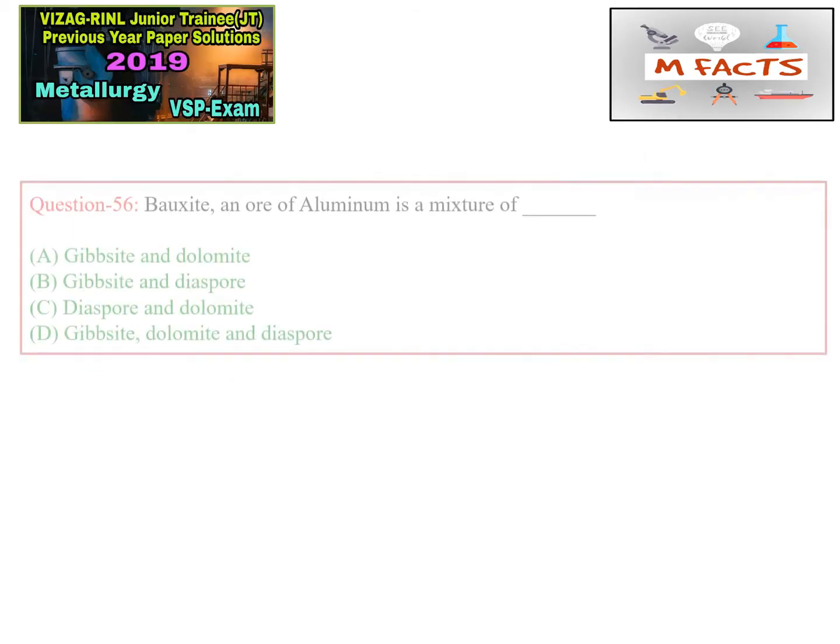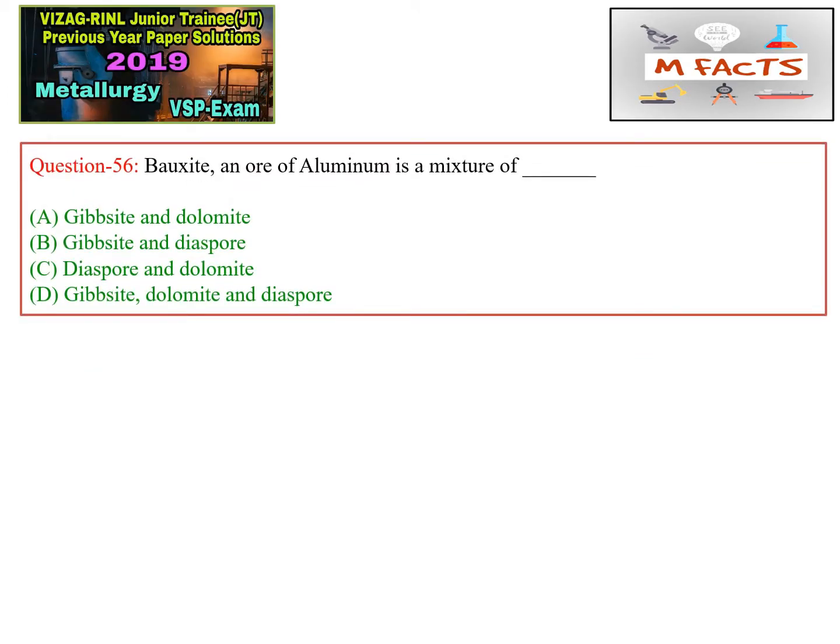So the first question is: bauxite, an ore of aluminum, is a mixture of. Bauxite is an ore of aluminum from which we extract the aluminum through Bayer's process and Hall-Héroult process. Option A is gibbsite and dolomite. Dolomite is basically a mixture of magnesium carbonate and calcium carbonate, MgCO3 into CaCO3, and gibbsite is basically Al2O3 into 3H2O, which is also known as bauxite.